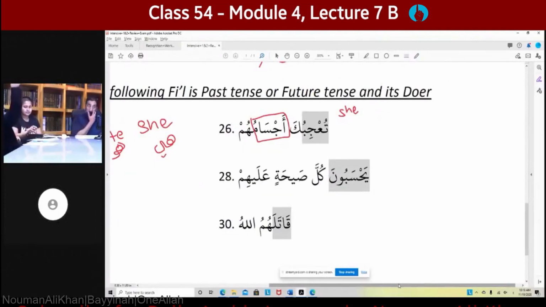A lot of people were asking, when we have this case where it could be you or she, how do we know it's going to be she? If it's got an outside doer, it wasn't you. That's how.